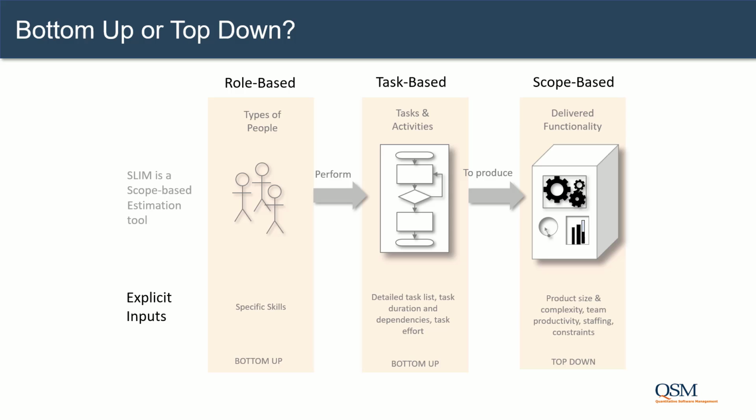Estimation falls in two broad categories. Bottoms-up estimates decompose all the work required to build the product into a detailed task list, estimate duration and effort for each task, and then sum the task estimates to produce an overall schedule, cost, and effort estimate. It requires detailed knowledge you may not have yet, is typically performed by people doing the work, is better suited to planning than upfront estimation, and it includes both the role-based and the task-based approaches.